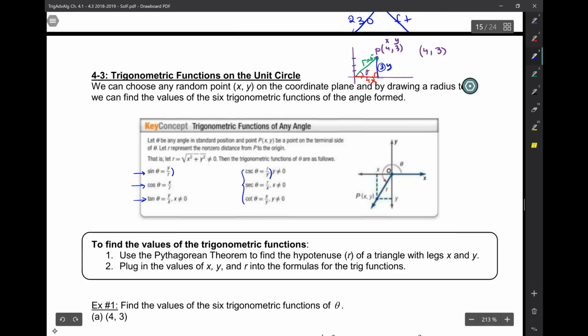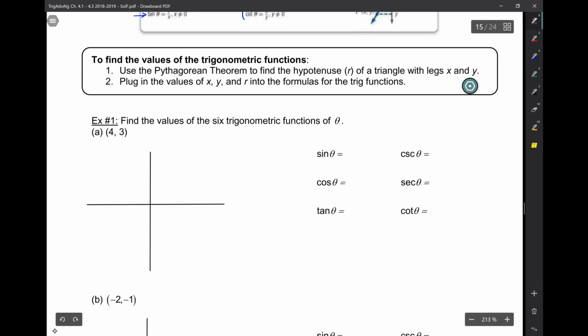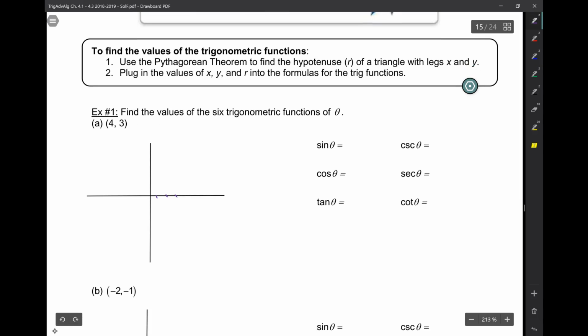So with this, we could do this for any old point. The first point I have here is the same, (4, 3). Now, I drew the diagram for the first couple of times. The diagram is really not necessary. If you want to see it visually, fine, but it's not really necessary. So this is 4 and this is 3, and I need to find r.